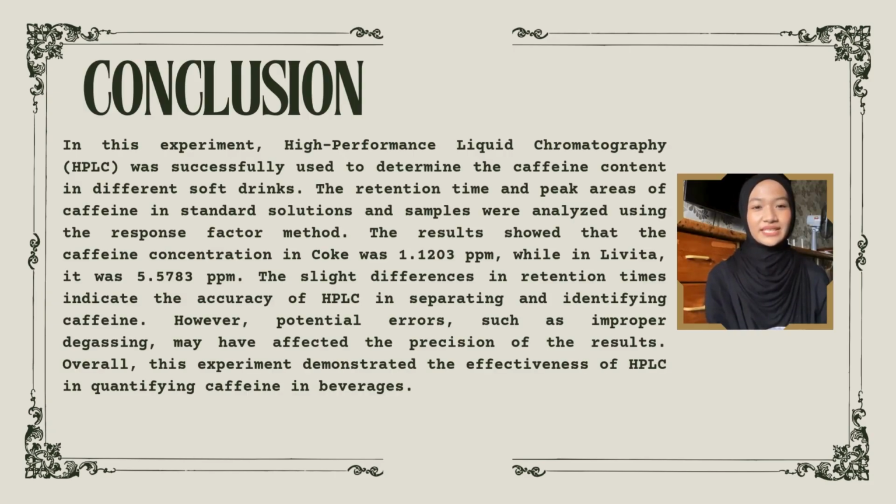Hi, I'm Hani. So to conclude this experiment, high-performance liquid chromatography (HPLC) was successfully used to determine the caffeine content in different soft drinks. The retention time and peak areas of caffeine in standard solutions and samples were analyzed using the response factor method. The results showed that the caffeine concentration in Coke was 1.1203 ppm, while in Levita it was 5.5783 ppm. The slight differences in retention times indicate the accuracy of HPLC in separating and identifying caffeine. However, potential errors such as improper degassing may have affected the precision of the results. Overall, this experiment demonstrated the effectiveness of HPLC in quantifying caffeine in beverages.